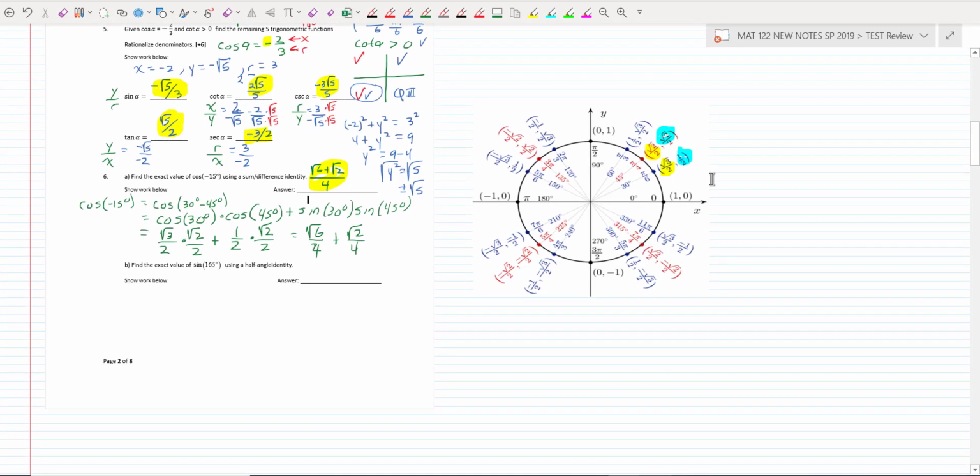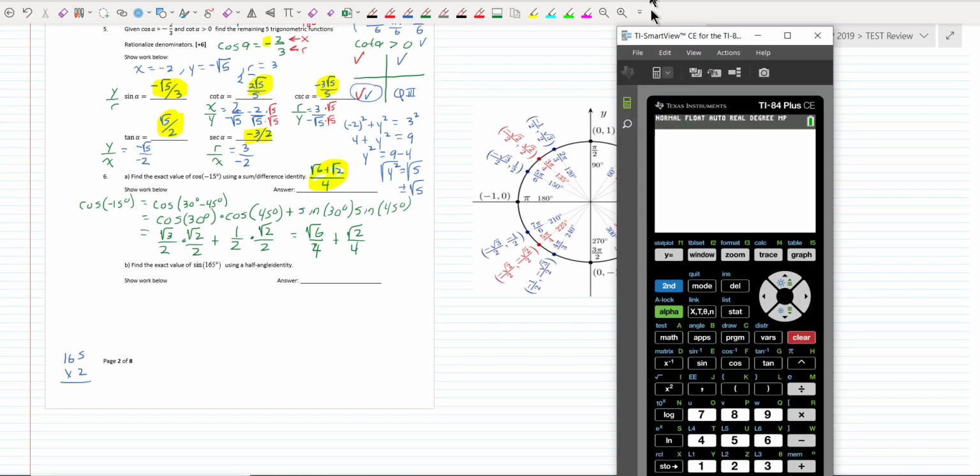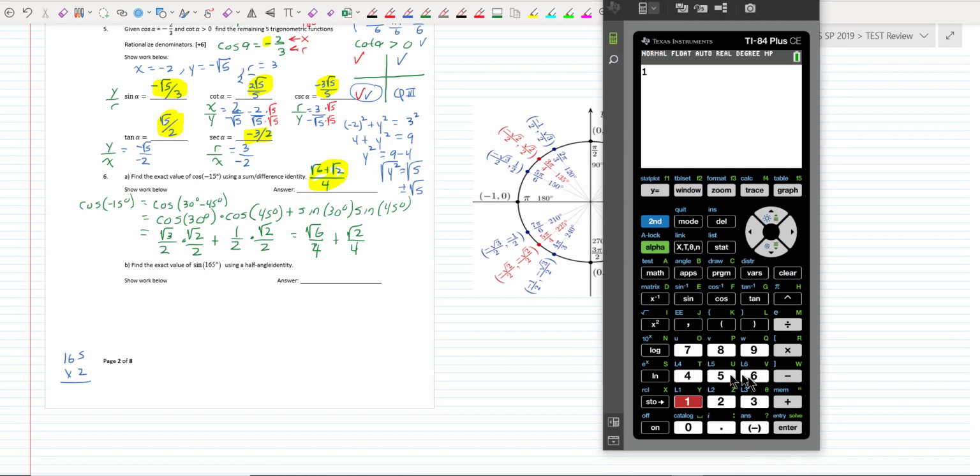Now let's review a half angle identity. For the half angle identity, the first thing you want to do is double this angle. If you double that angle, then we're going to be able to use the half angle identity. So if we do 165 times 2 to double that angle, we'll get 330, and you should end up with something that falls on the unit circle. So we're going to write the sine of 165 degrees as the sine of 330 degrees over 2. Now, the identity goes like this.